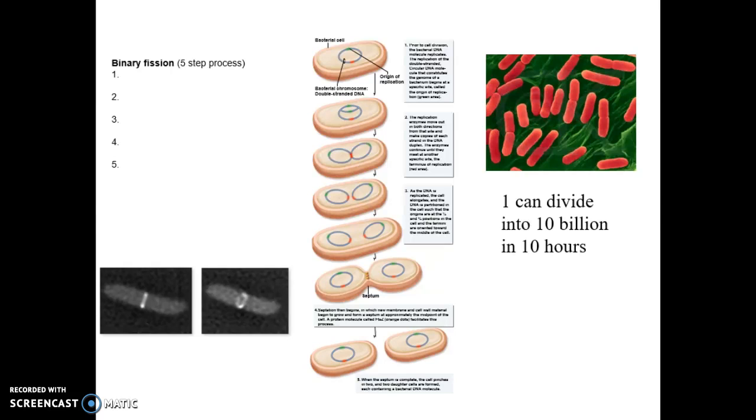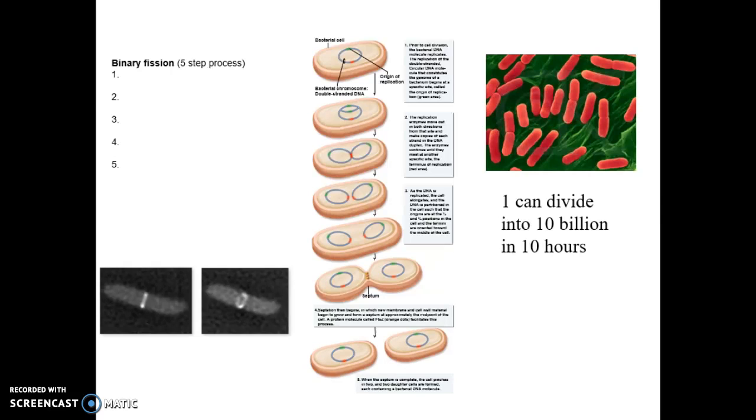Now, in some bacterial types, this is an incredibly fast process. E. coli, 20 minutes. So 20 minutes to go from 1 to 2, 2 to 4, 4 to 8, and so on. It's unbelievable, the replication rate of bacteria. One cell can divide into 10 billion cells over the course of 10 hours. So when you look at growth in a bacterial population, it's staggering because of this rapid process of binary fission.